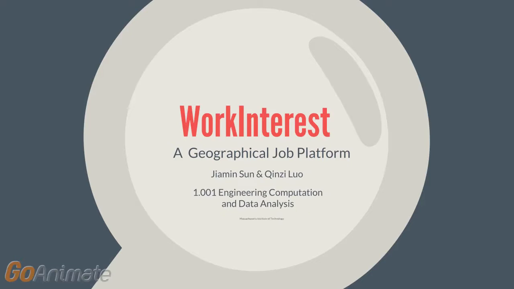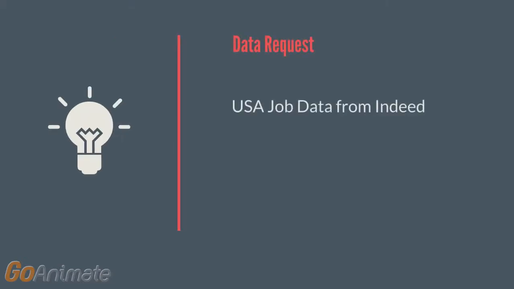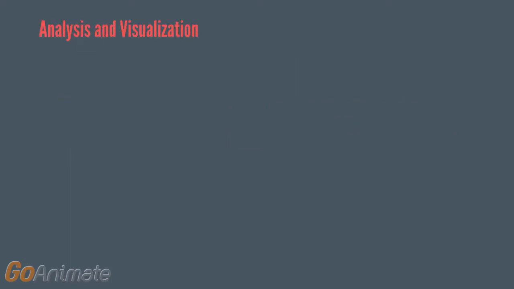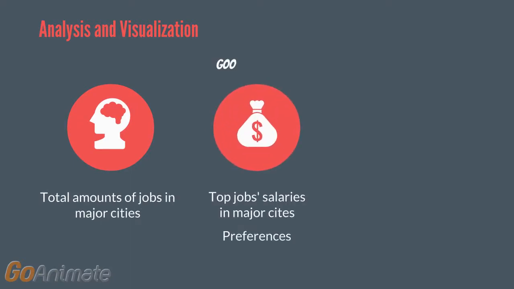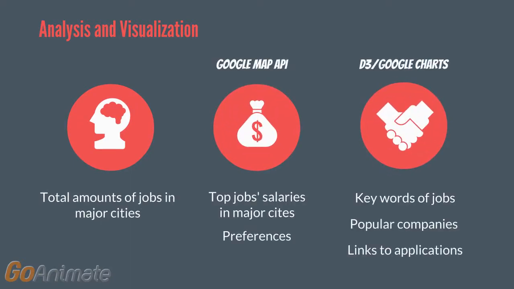Work Interest is a convenient job platform based on geographic visualization. The data we use include all job data in the United States, requested from Indeed, and salary data from Google Search. We analyze total job information of top 12 major cities in the United States, get top job salaries, sort out keywords of jobs and most popular companies, and set links to application web pages.